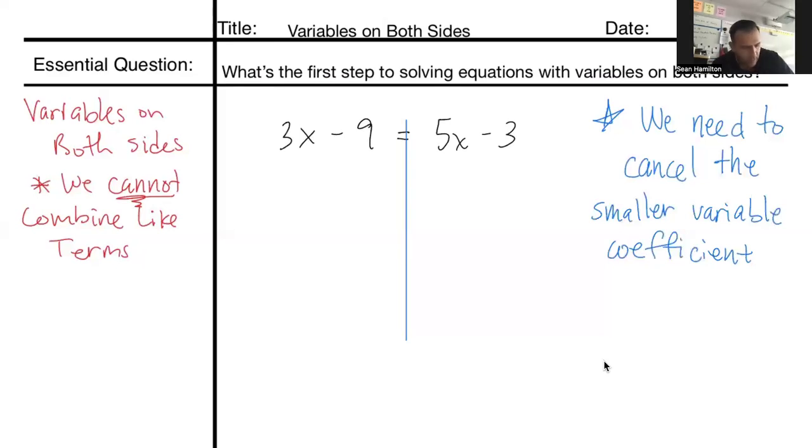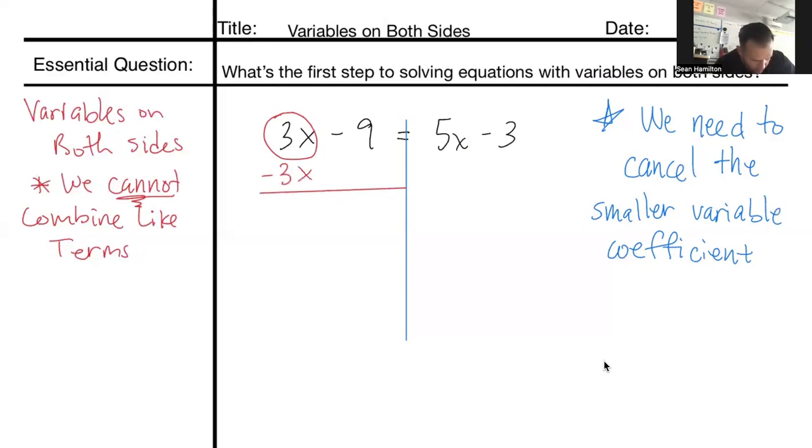So if we look here, we have a 5x and we have a 3x. So the smaller one in this case, I'm going to go ahead and circle it. The smaller one here would be the 3x. So that's one I'm going to cancel. So that's a plus 3x. So how do I get rid of plus 3x? I do the opposite of plus 3x, which is a minus 3x. So I need to cancel that smaller one.